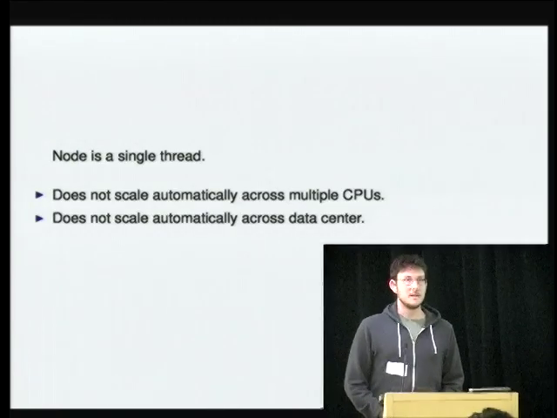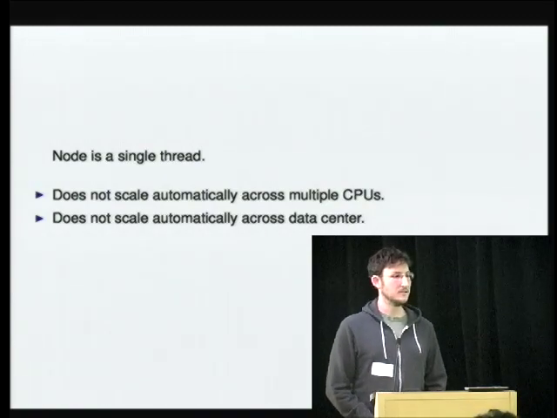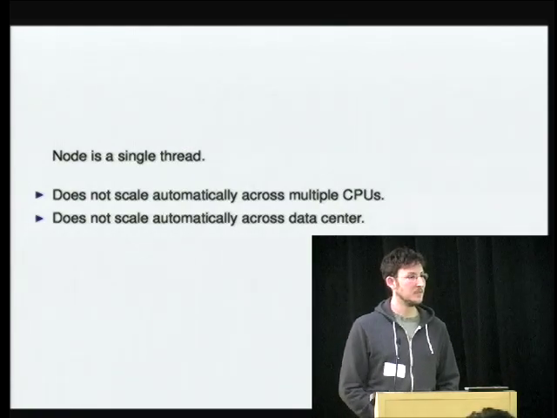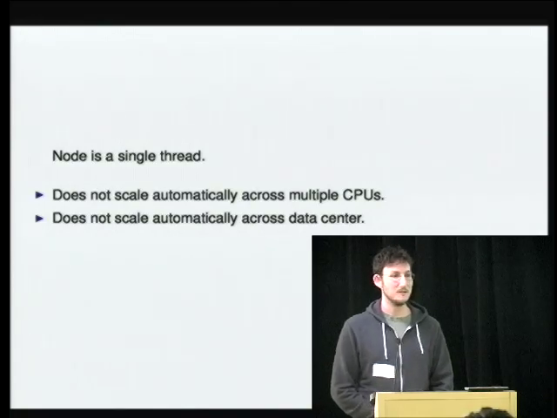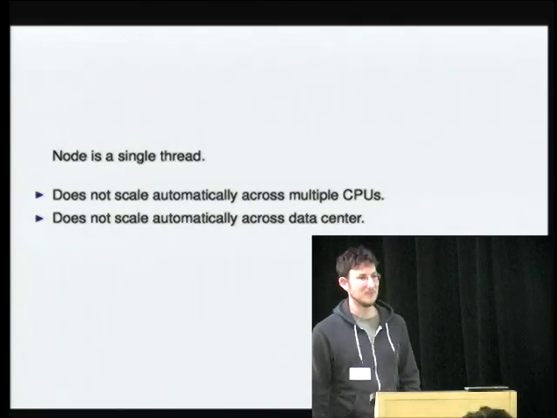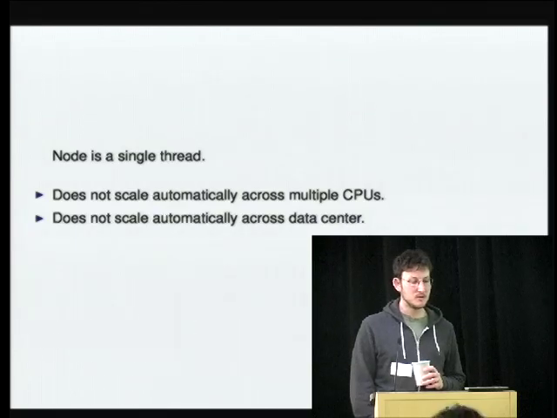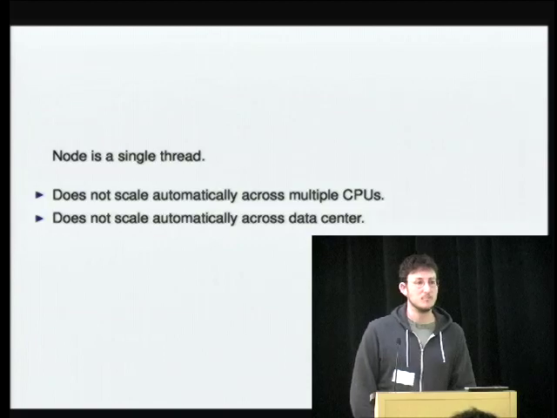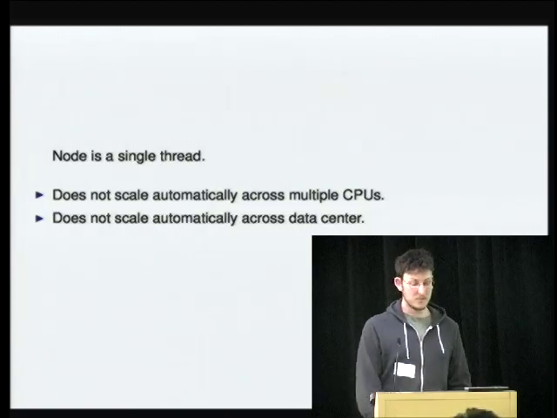So the major complaint is that Node is single-threaded. Oh my God, that means it can't scale across multiple CPUs. It doesn't automatically scale across your data center. This is total crap, right? I mean, don't you know, Ryan, that we have computers now with like 5 million CPUs and really big data centers, and any new programming language should definitely be able to just scale across the entire world. Well, don't fear.